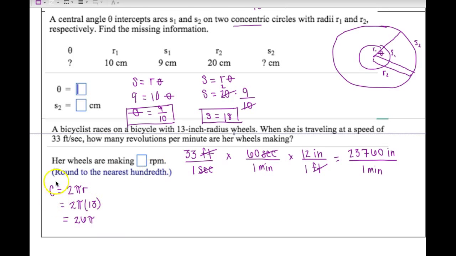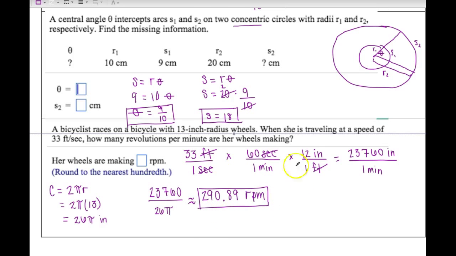So this is what's going on. The circumference, that's the distance around each wheel, is 26 pi. Okay? My bad, 26 pi inches. And I know that she is going 23,760 inches every minute. So what I can do is divide this by this, and I will get the revolutions per minute. And I get approximately 290.89 revolutions per minute. So it's going all the way around this many times every minute.